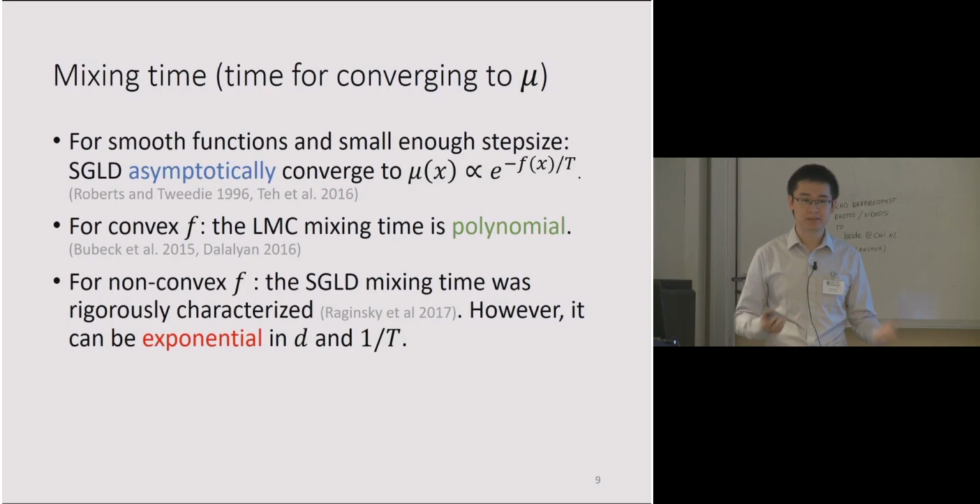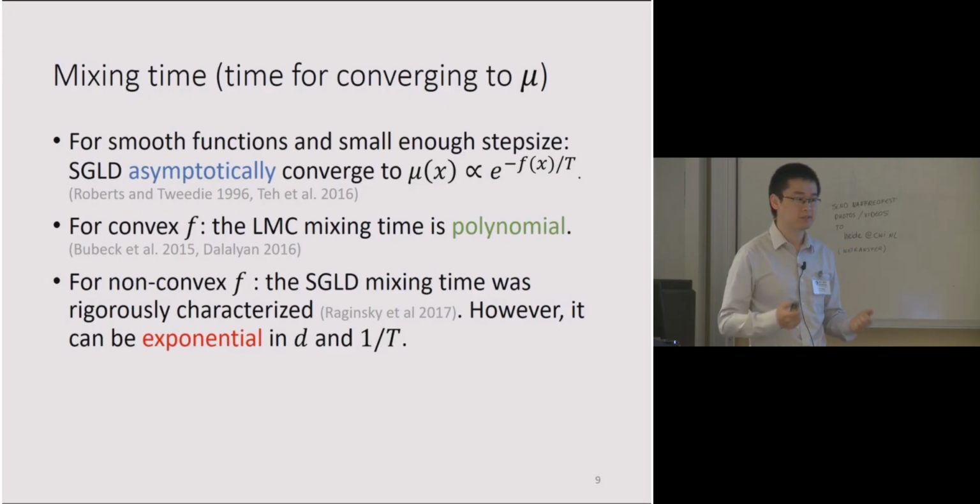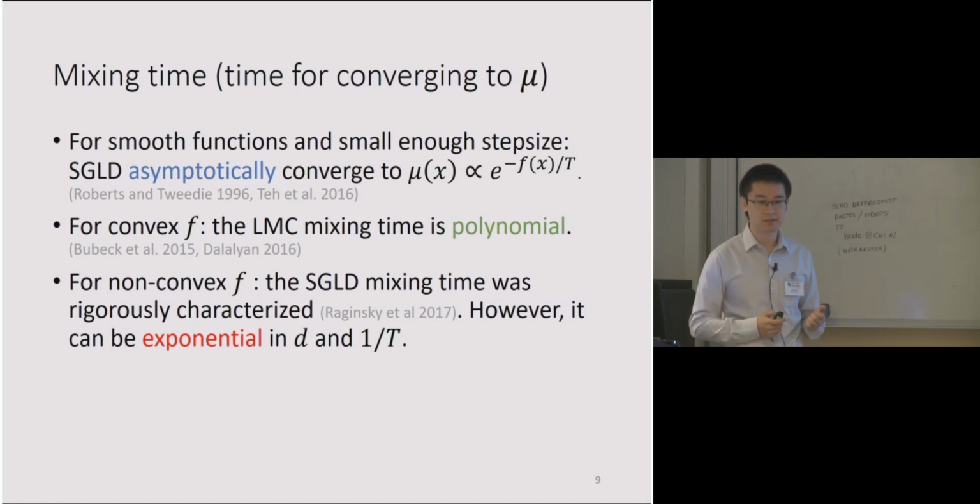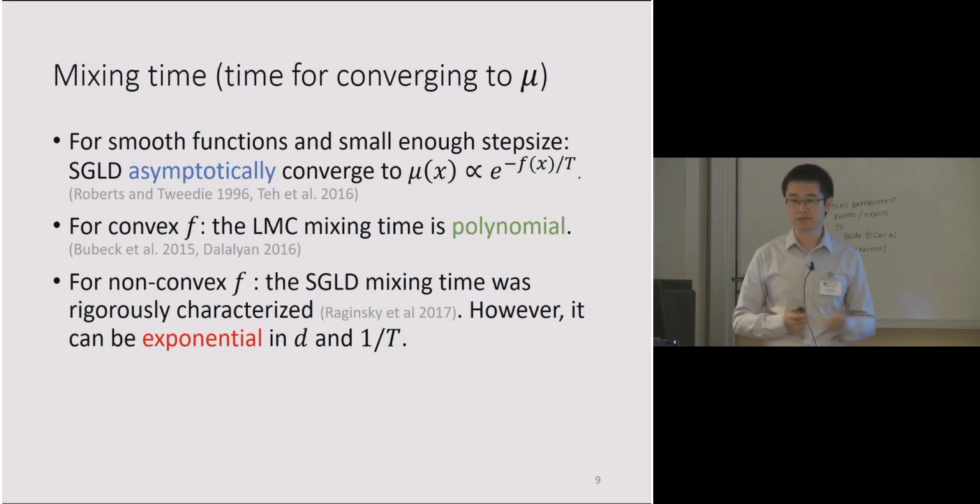This is a bit disappointing because most of the problems that we care about can be of high dimension d. And from the last slide, we know that 1/t should be chosen large enough to guarantee that the stationary distribution concentrates on the global minimum. And exponential dependence suggests that the algorithm might be too expensive to use in practice.